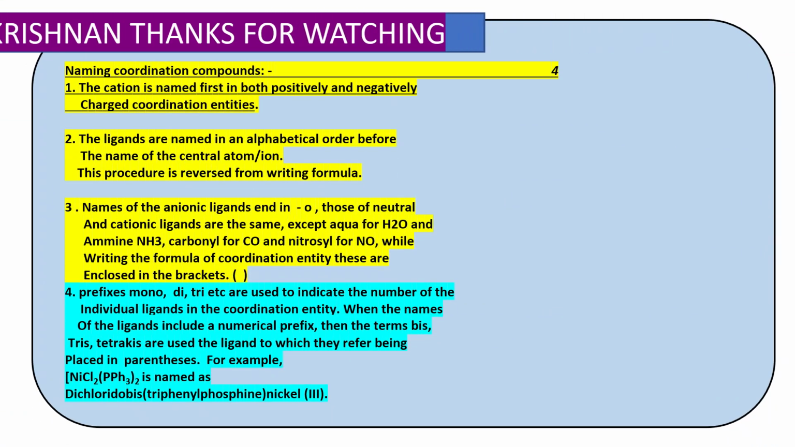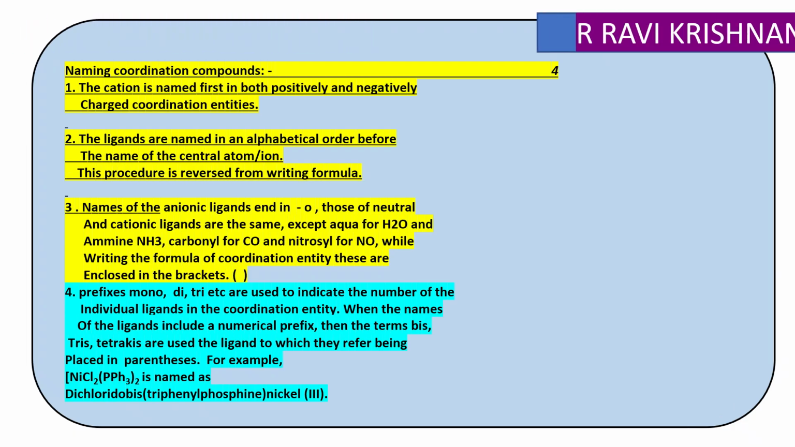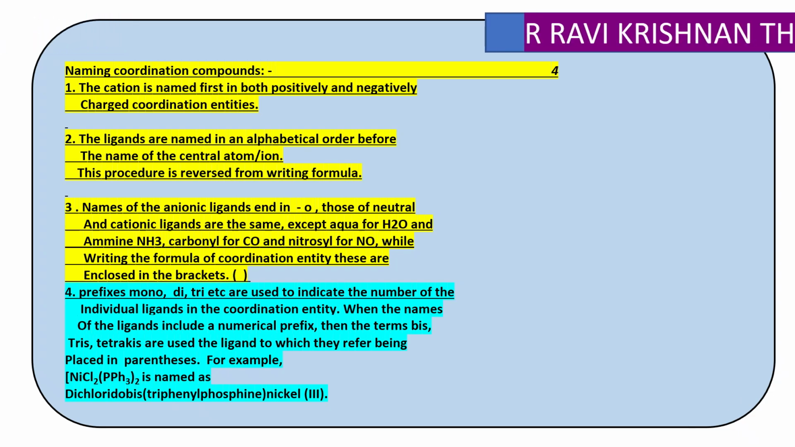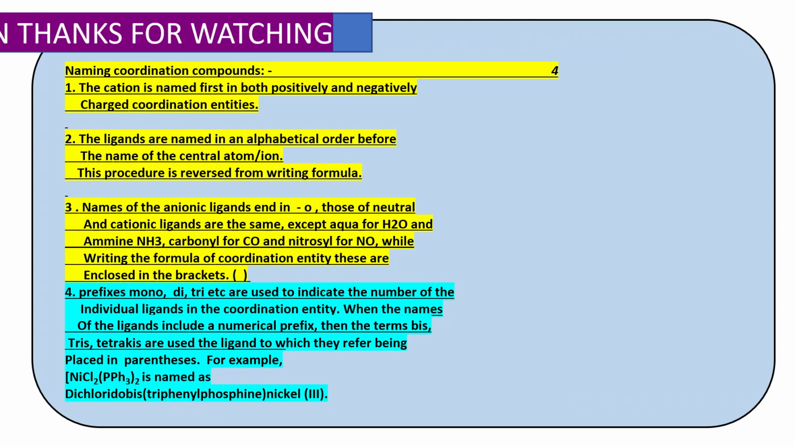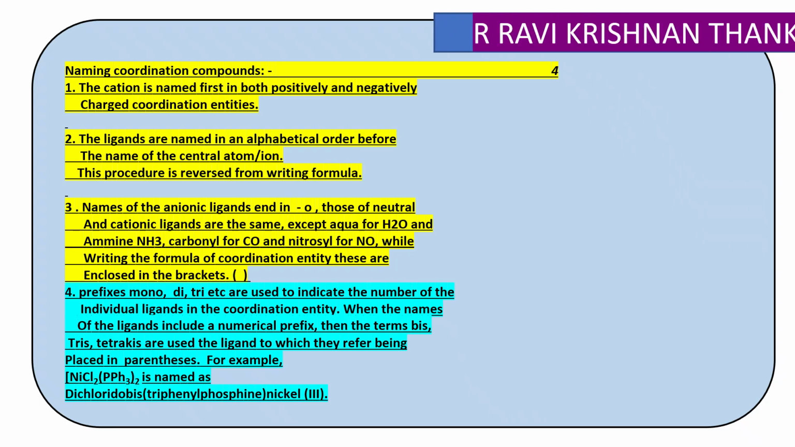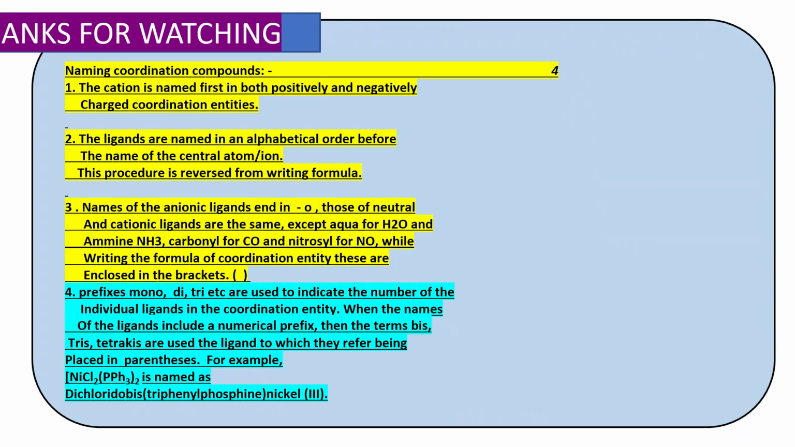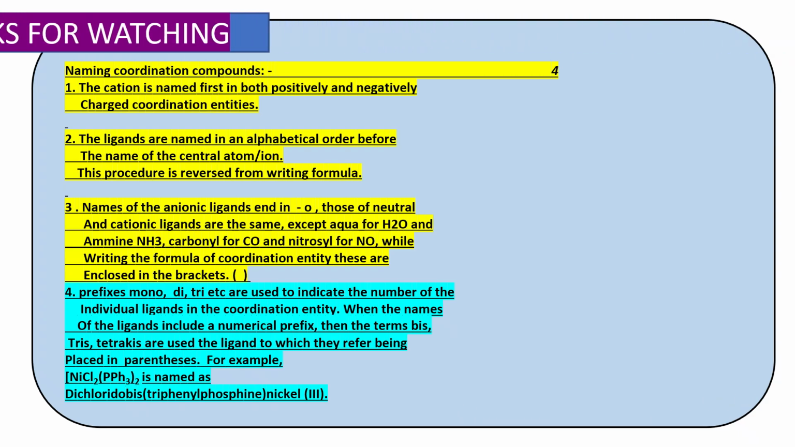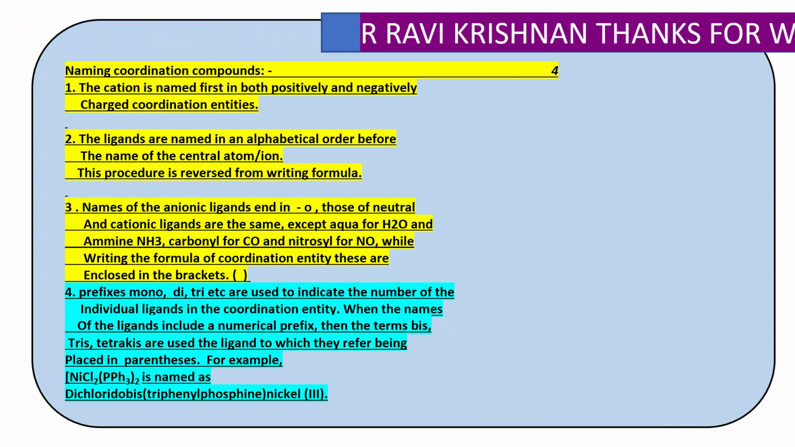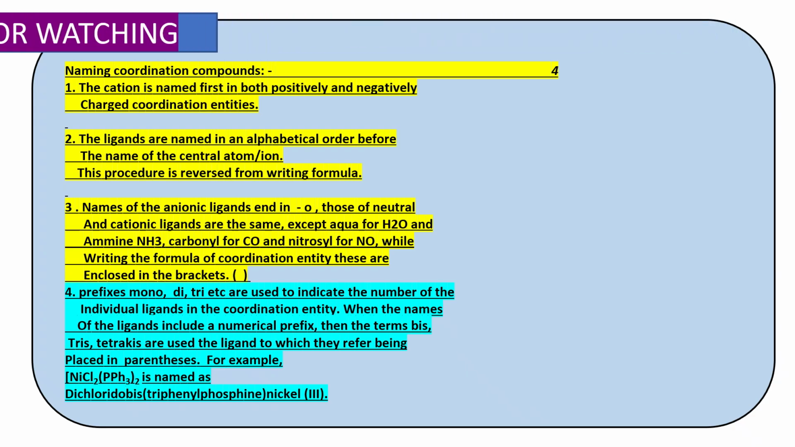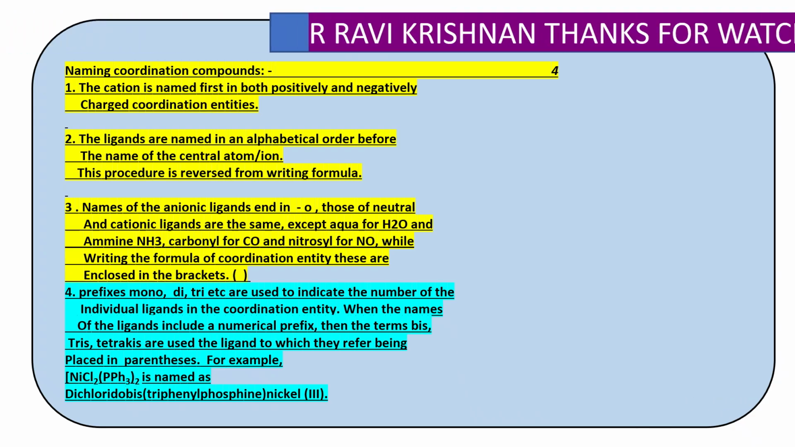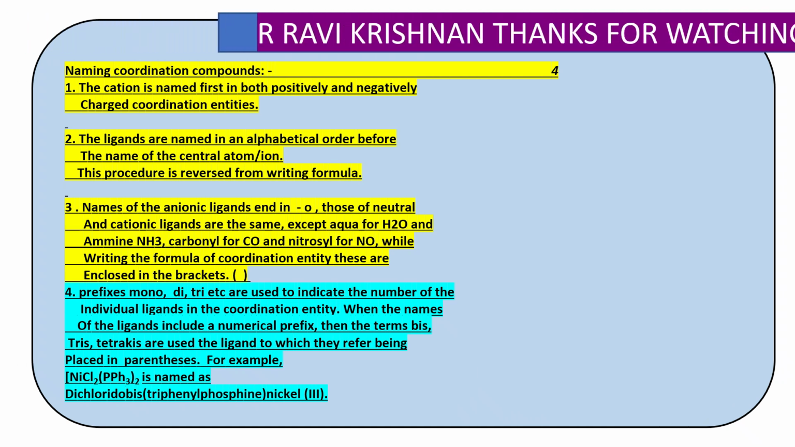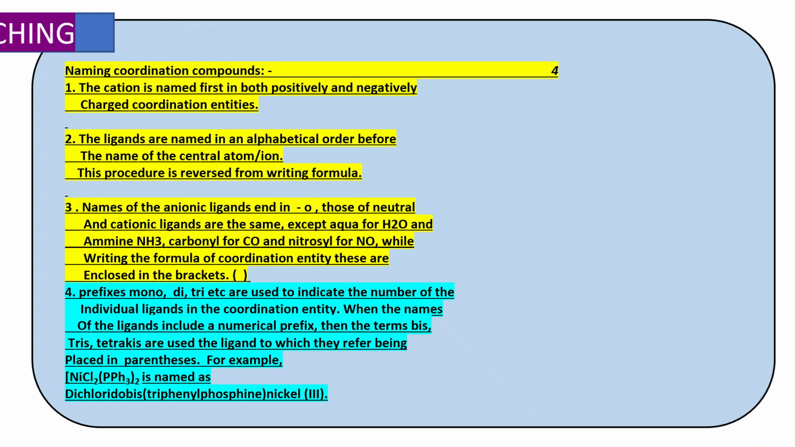Naming the coordination compounds. The cation is named first in both positively and negatively charged coordination entities. The ligands are named in alphabetical order before the name of the central atom or ion. The procedure is reversed from writing the formula. Names of anionic ligands end in -o. Those of neutral and cationic ligands are the same, except aqua for H2O, ammine for NH3, carbonyl for CO and nitrosyl for NO. While writing the formula of a coordination entity, these are enclosed in brackets.